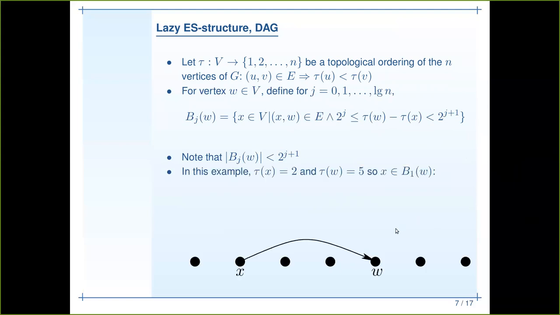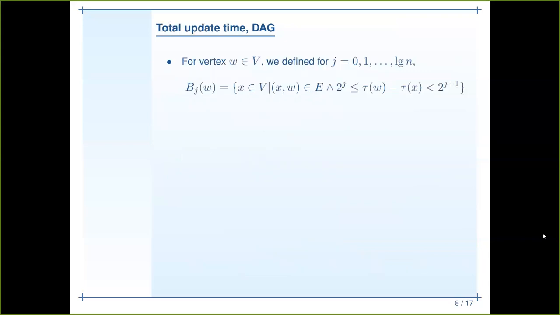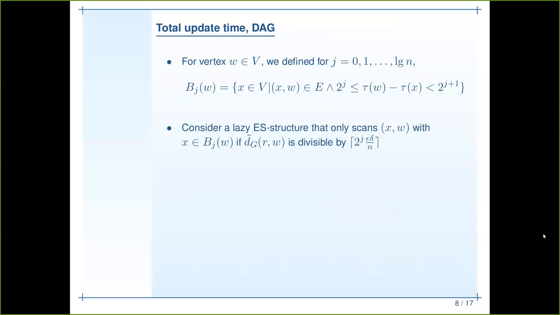Just as an example, here I have a topological ordering. Here I have vertex X and vertex W, and X belongs to B1 of W because the topological order difference between X and W is 3. So we had this definition here. Now consider our lazy ES structure that I described before. And suppose that it only scans an edge X, W where X belongs to Bj of W if the distance estimate from R to W is divisible by this number here. So this is our integer I from before.